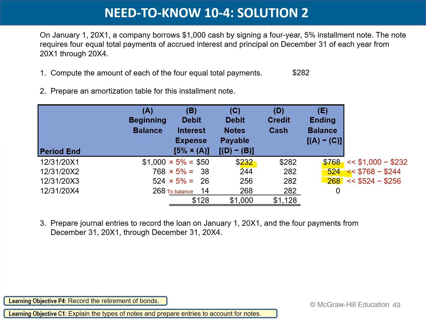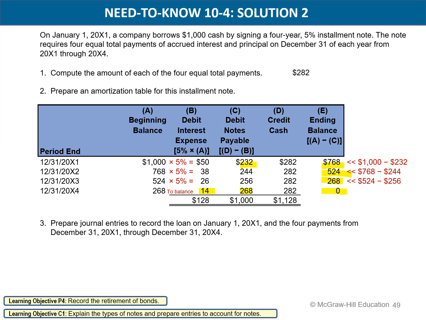We have 268. But really, on the final payment, if we're paying $282, that must mean if we're going to get to 0 after the 4th payment, you need $268 of principal, and so then you back into the interest of $14. Okay.